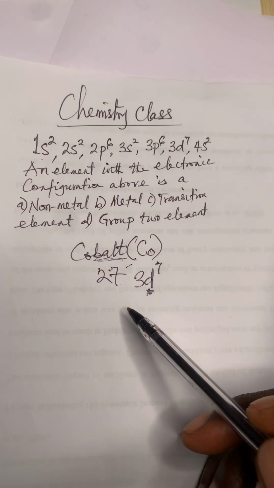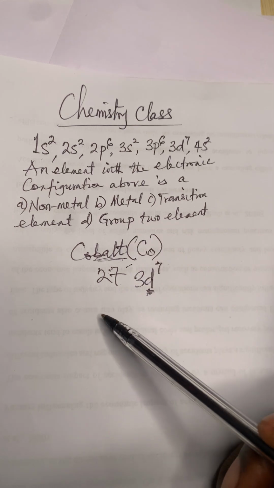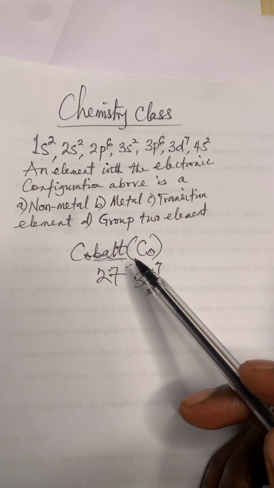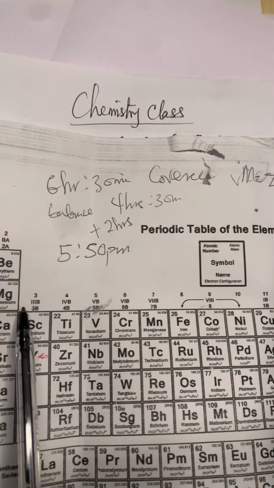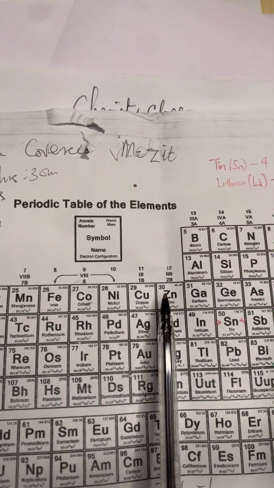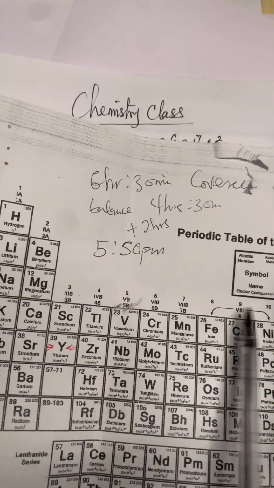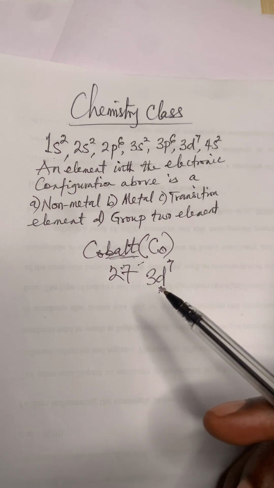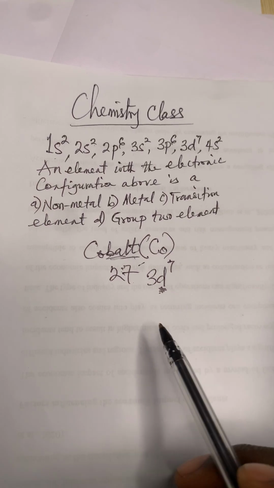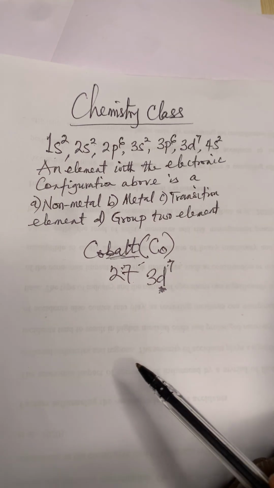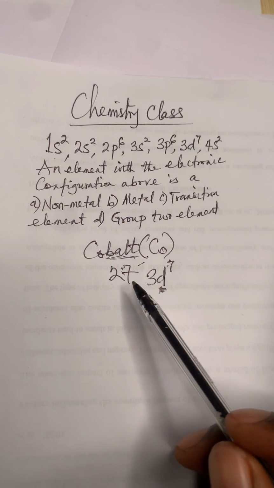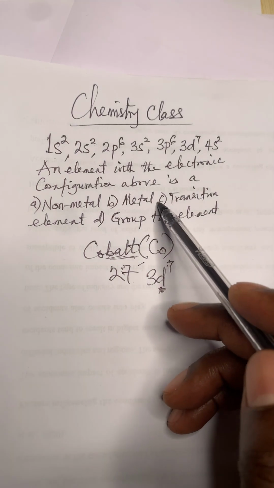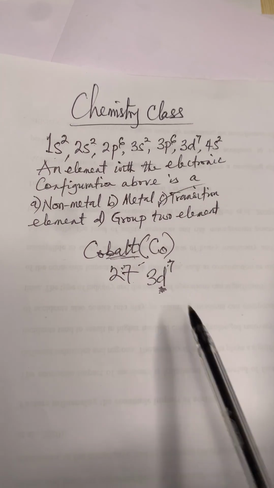Now, why is transition element the best option for this particular question? It's located in groups 3 to 12, which is the D block. It has a partially filled D subshell, which is the 3D, a hallmark of transition metals. So that's why we chose option C as the perfect answer to this particular question.